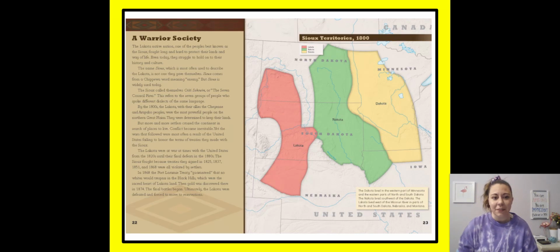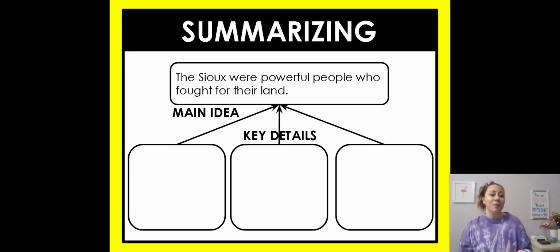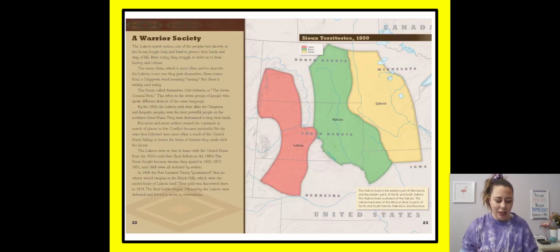So this page specifically, remember, it talked about the warrior society. And so we want to be thinking, well, what's the main thing? What's this mainly about? Well, when I look at my chart, we're going to use a regular main idea and details graphic organizer. So I could say that the main idea is that the Sioux were powerful people who fought for their land. And then I need to be able to support that with some key details. So then I'm looking, well, what do we know about this?